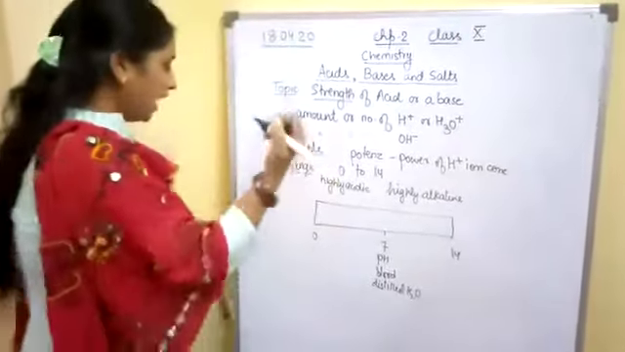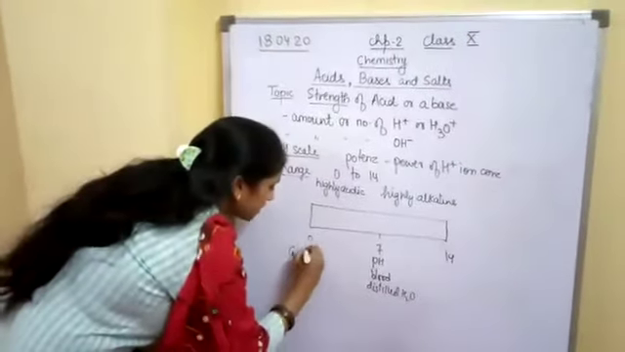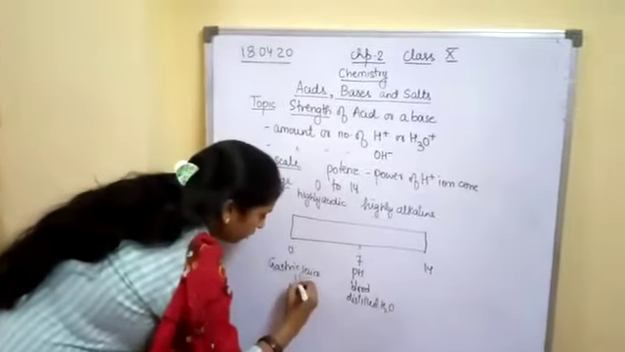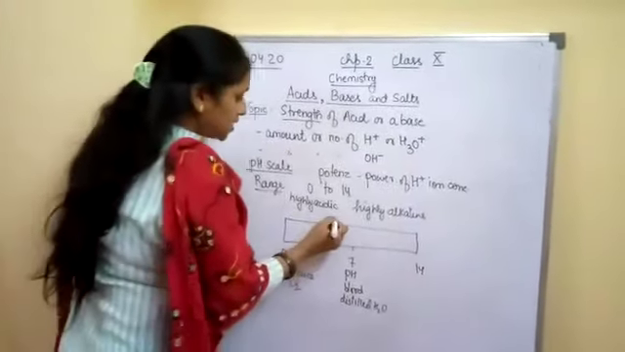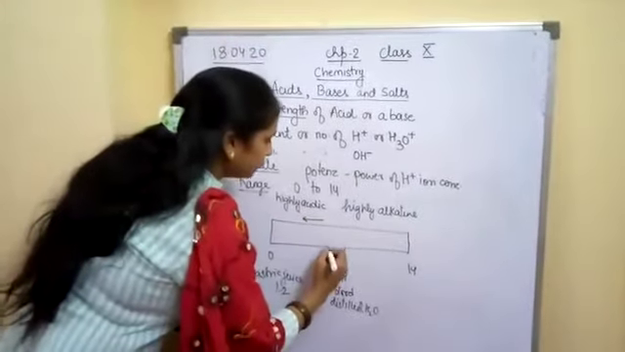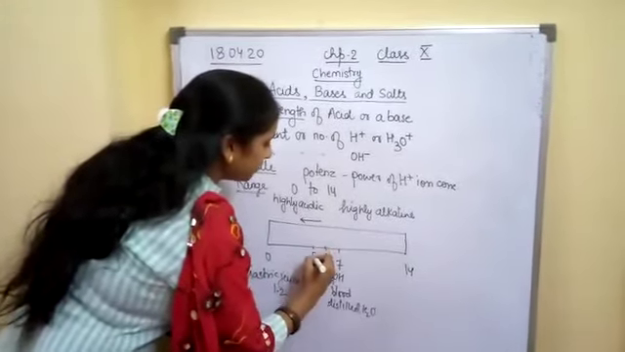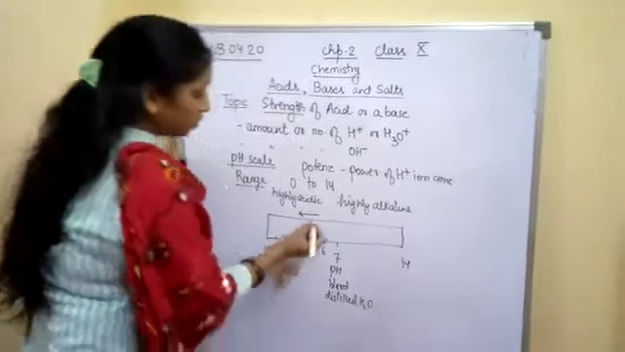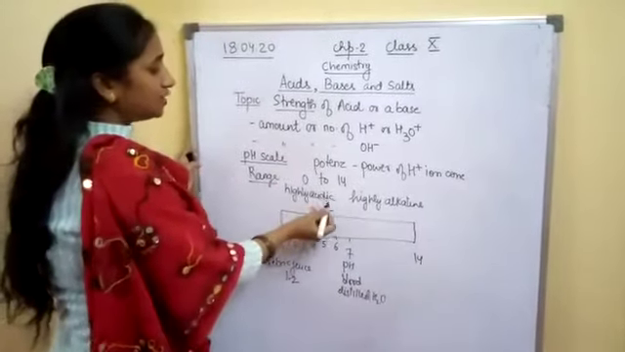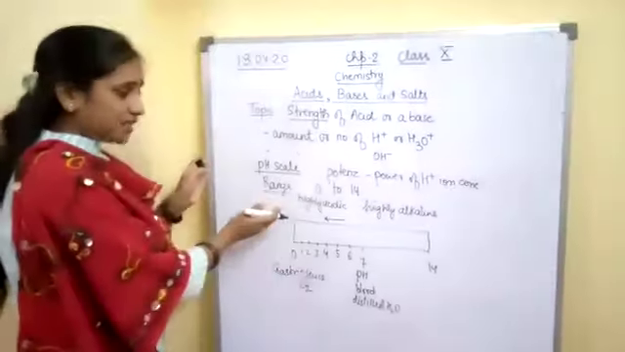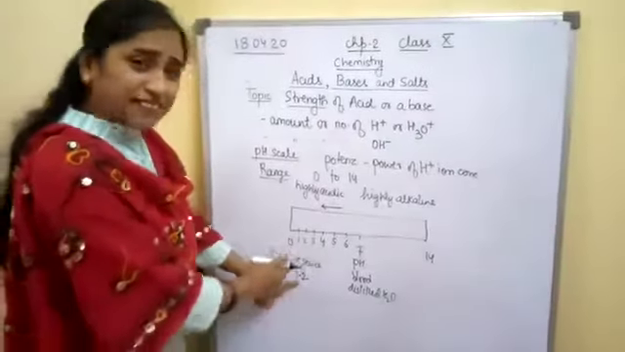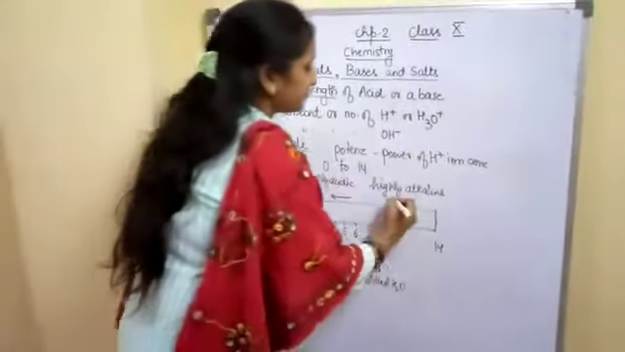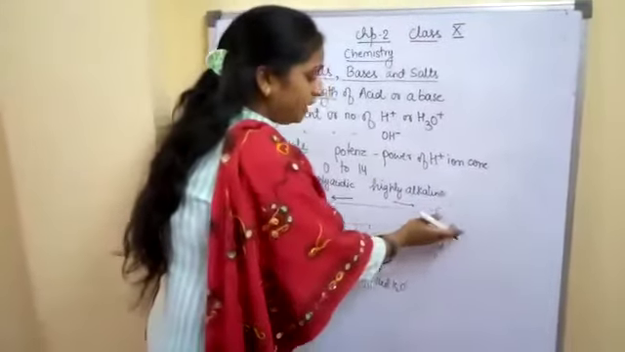Suppose I talk about gastric juice: gastric juice has a pH of around 1.2. As we move this side, this will be pH 6, this pH 5, pH 4, 3, 2, 1. The more we move this side, the acidity will increase. That means if it is 1.2, the acidity will be more as compared to pH 4. And if we move the other side, the basicity will increase.